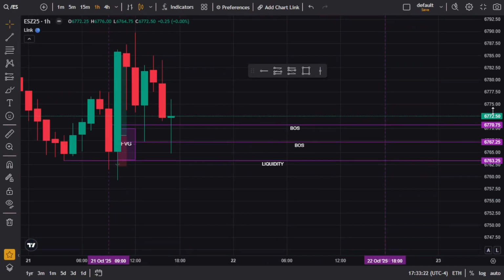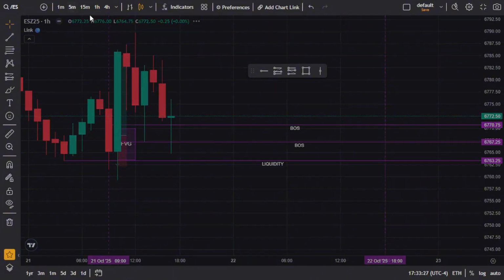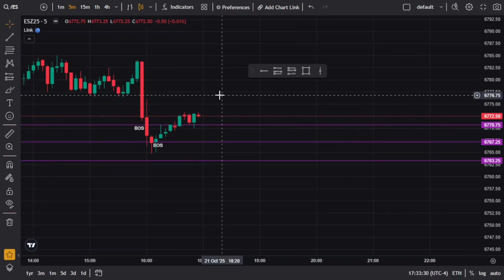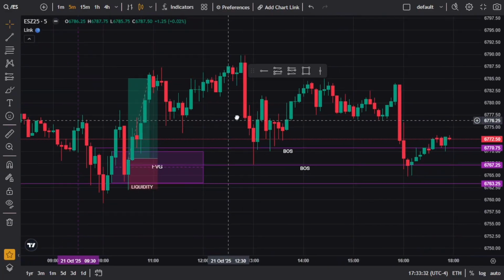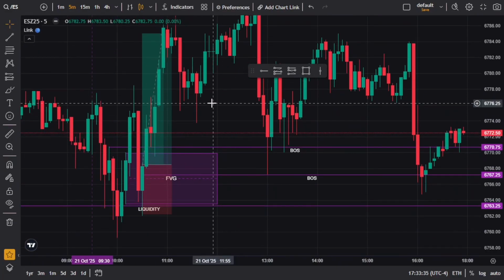What do we do now? Both of our biases aligned. Our liquidity got swept in the 1 hour. We're gonna scale down to the 5 minute. Let's zoom back out here, and we're gonna wait for a breaker structure.